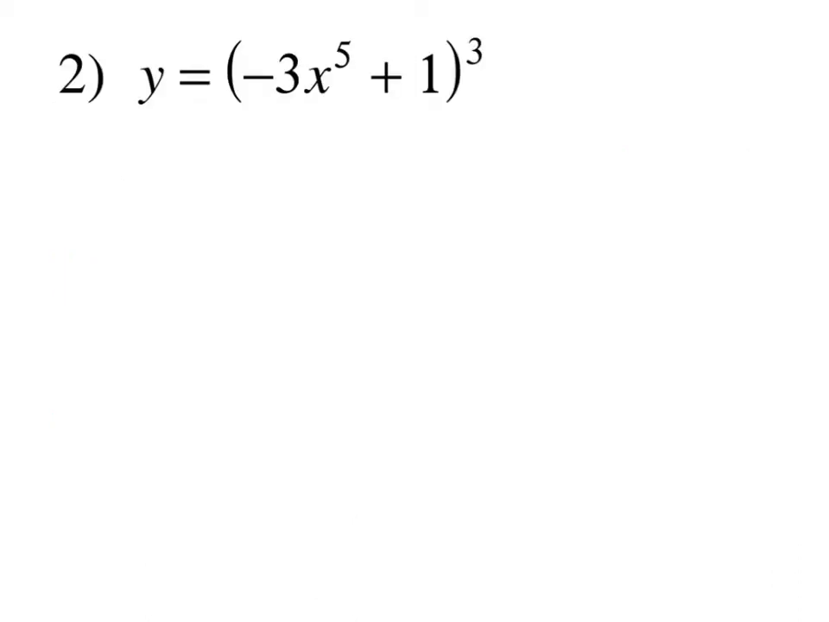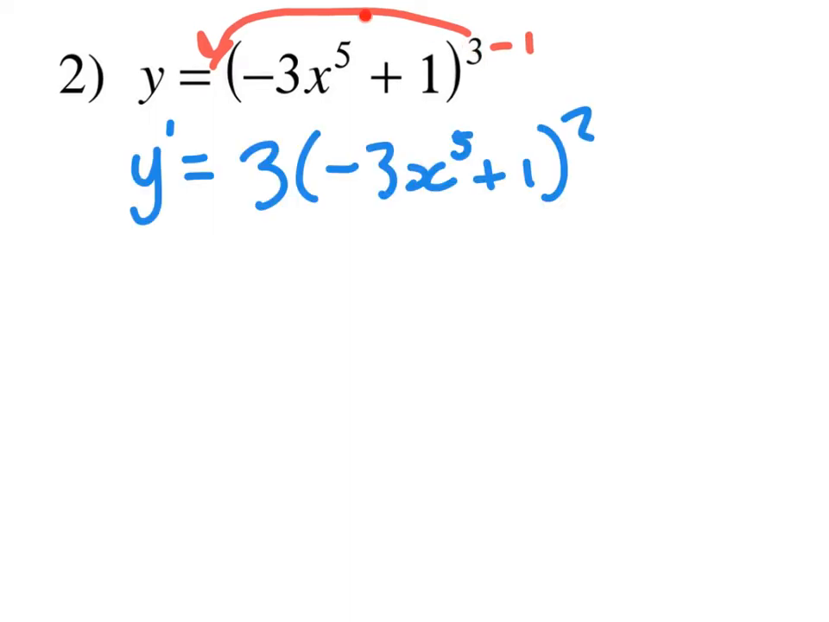Next I want to differentiate (minus 3x to the power of 5 plus 1) to the power of 3. So again I'm going to differentiate the outside function and then differentiate what's inside the brackets. So I'm going to bring down the power in front and reduce the power by 1. So the 3 comes down in front. We still have minus 3x to the power of 5 plus 1 inside the brackets. 3 take away 1 is 2.